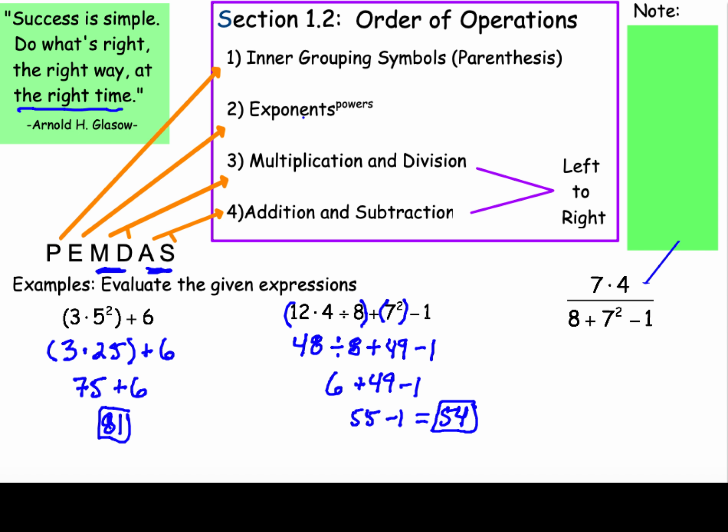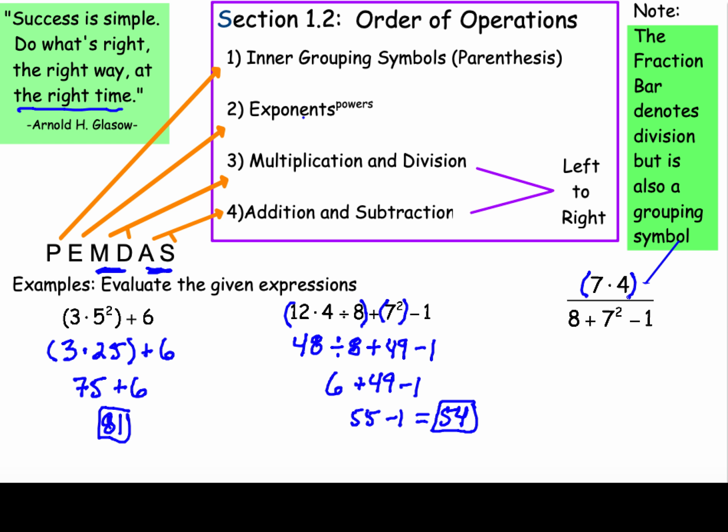Now, over here at the right, we have a tricky one. That big division bar technically also serves as a grouping symbol. So we're going to group the top. Everything on top needs to happen, and everything on the bottom needs to happen before we do that big division bar. So 7 times 4 is going to start off being 28, right?